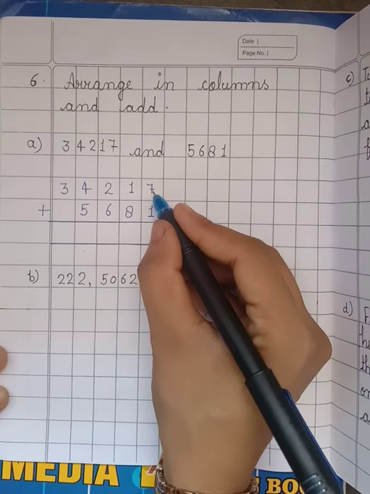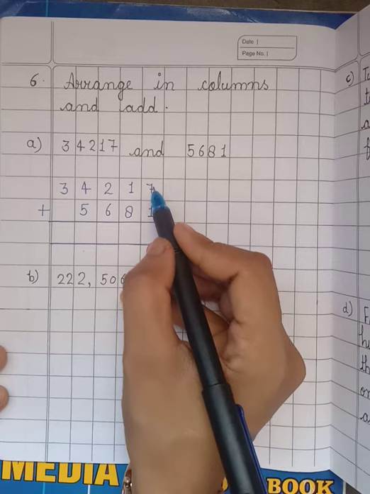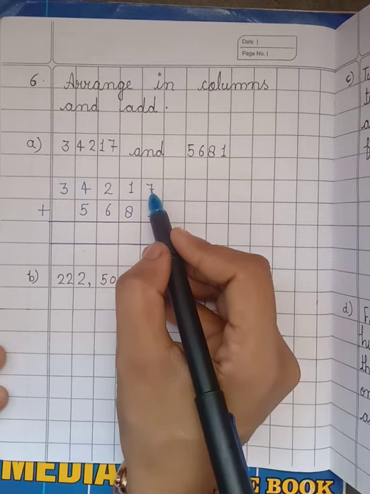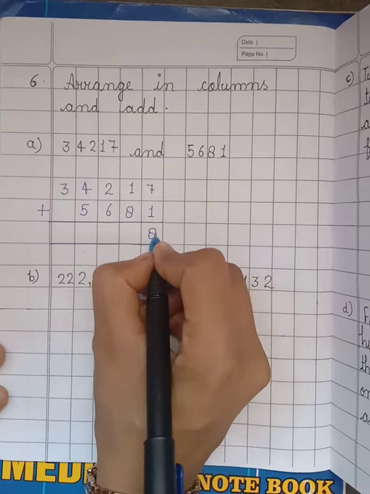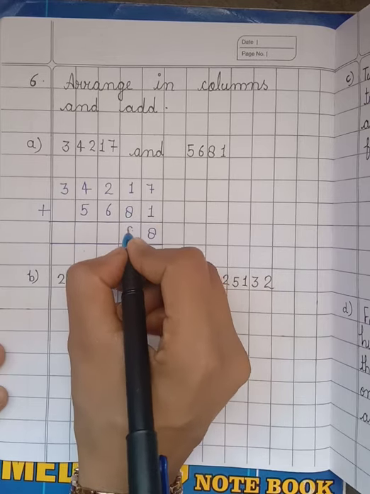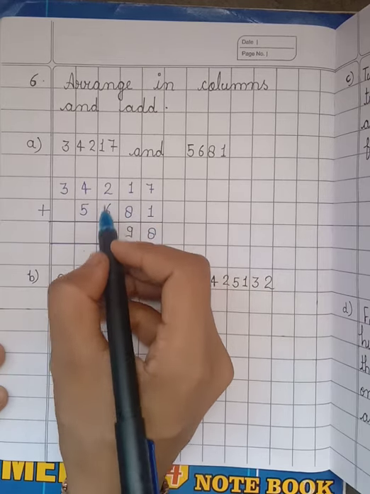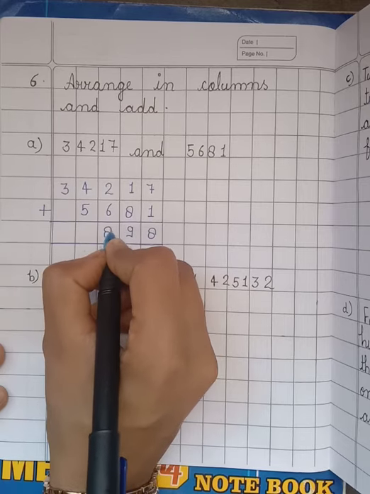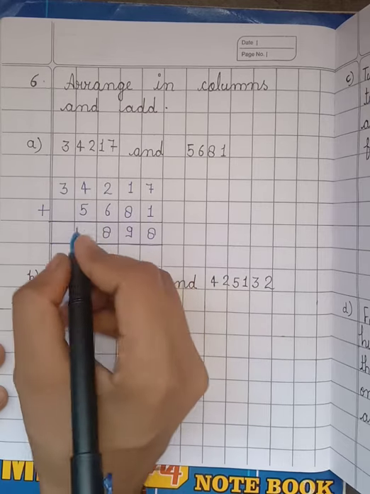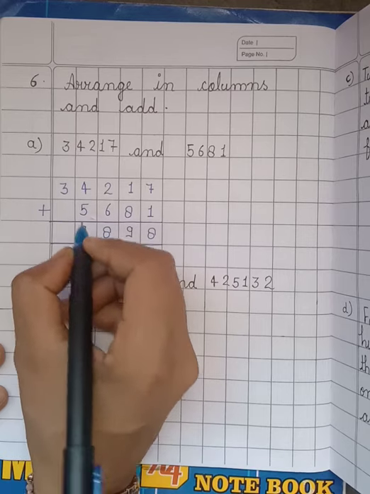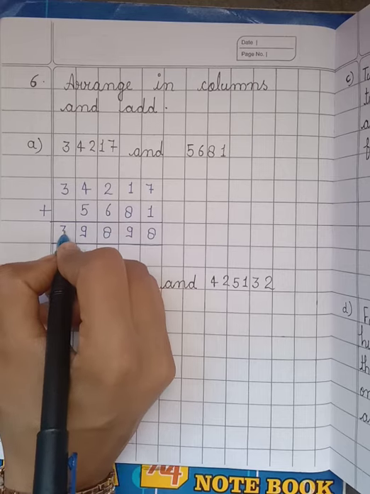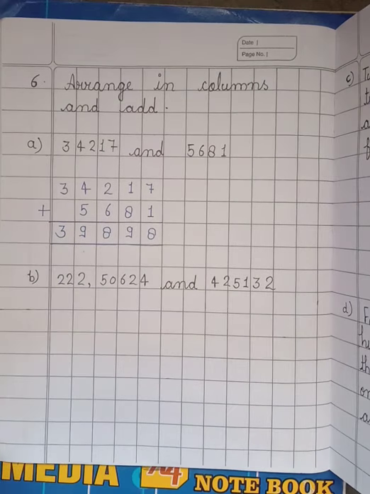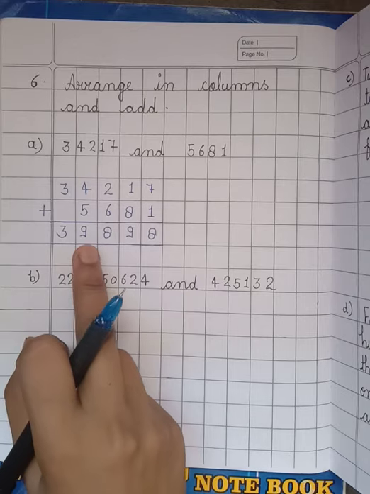Now always add from the ones place. So the digits at the ones place are 7 and 1. So 7 plus 1 is equal to 8 and 1 plus 8 is equal to 9. 2 plus 6 is equal to 8. 4 plus 5 is equal to 9. And 3, there is no digit, so we will copy the same number. So this is your answer.